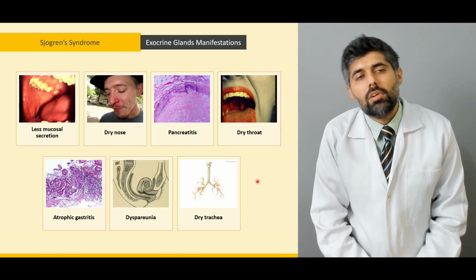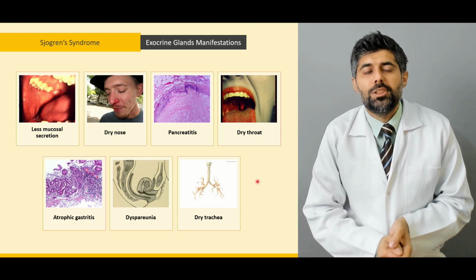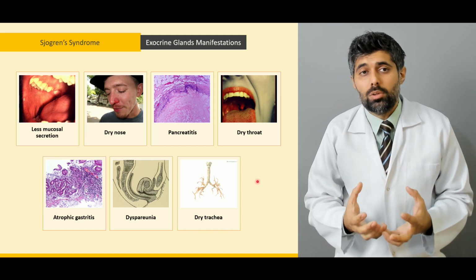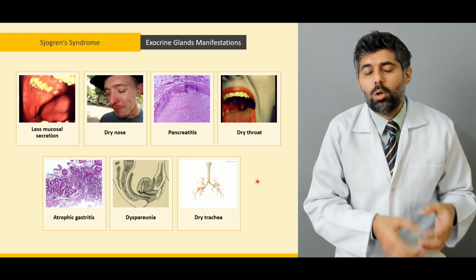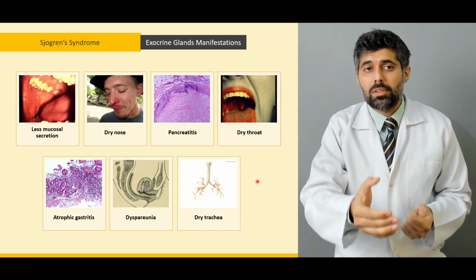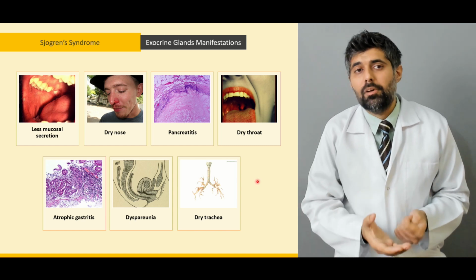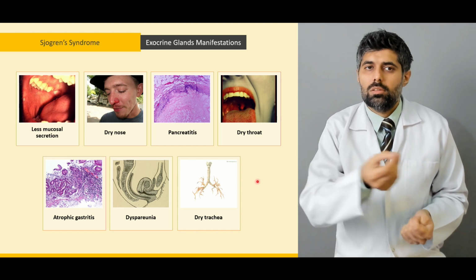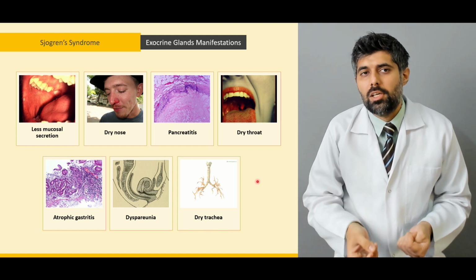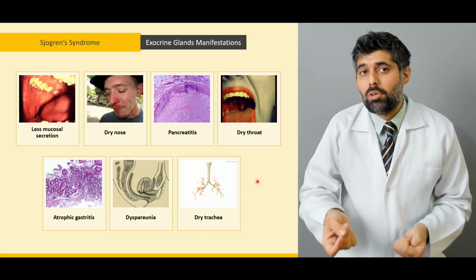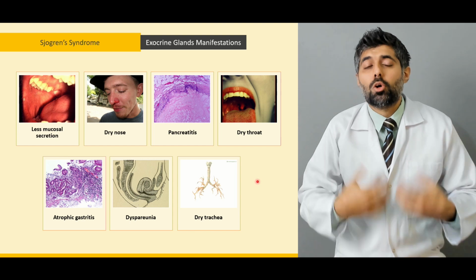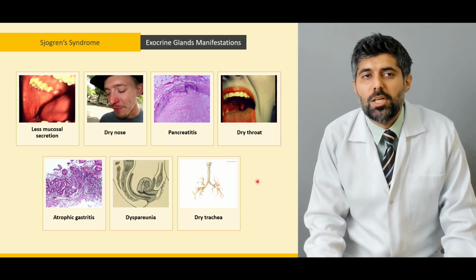Then we have dry trachea, also called xerotrachea. Again, like I said, if the dry mouth or the extent of the obliteration of the minor exocrine glands extends way further than the pharyngeal and laryngeal cavity, it can even cause the destruction of the mucosal exocrine glands inside the trachea, resulting in a dry trachea or xerotrachea, and it is usually manifested as a chronic dry cough for the patient.